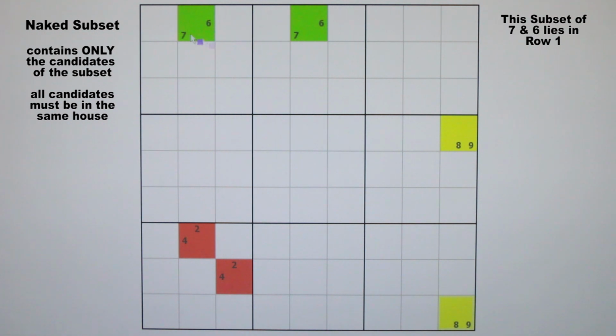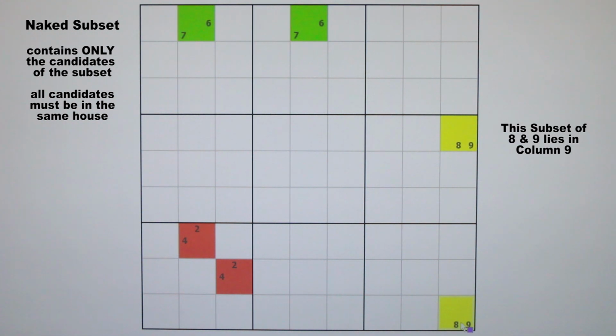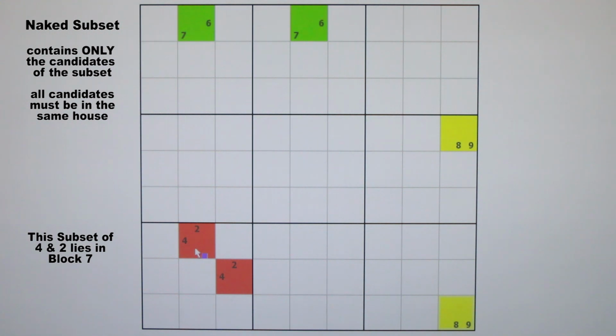And if you see something like this, we know that one of these must be a 7 and one must be a 6. Likewise, in this column, one of these must be an 8 and one must be a 9. And over here in this block, one of these cells has to be a 4 and the other one has to be a 2. We don't know which, but that is a pair. That's a subset called a pair.